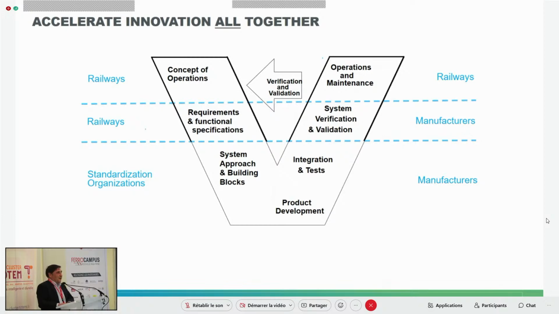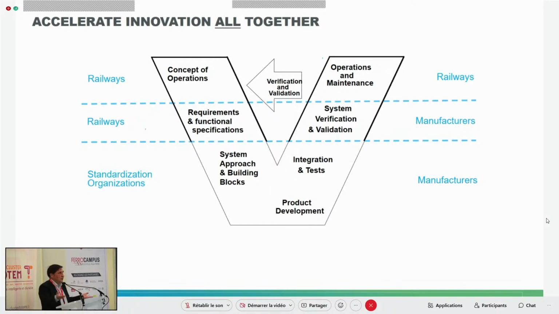After, you have the step of manufacturers. When the standardization is finished, of course, manufacturers and railways are participating in the other phases, but there are some pilots somewhere. It's not the same pilot at the same time. When you are speaking about product development, it's clear that the pilot is the manufacturing industry. And after, you continue with system verification, and you finish with operation and maintenance, and there, you are back with the users.